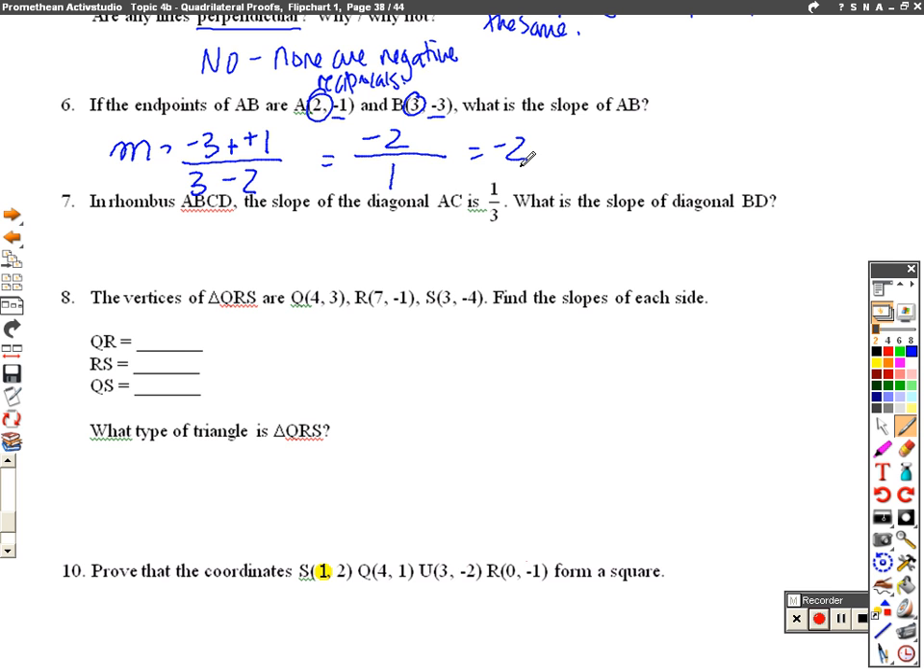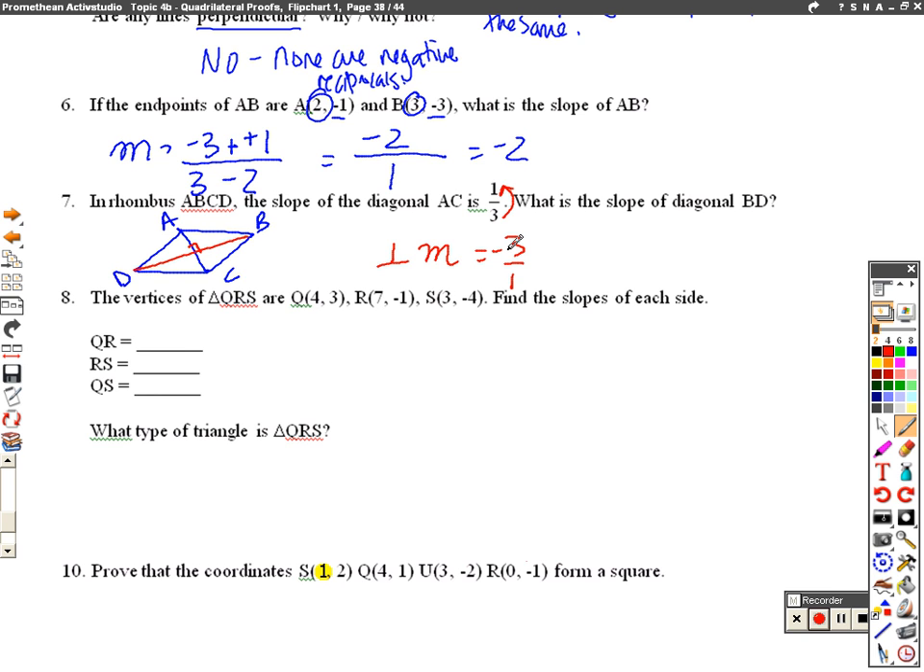Alright, in rhombus ABCD, the slope of diagonal AC is 1/3. What's the slope of the diagonal BD? We can sketch a little picture here. A, B, C, D. So they're saying this has a slope of 1/3. And we should remember from those properties of parallelograms that the diagonals are actually perpendicular. So what we're really asking is what would be the perpendicular slope? That would be the negative reciprocal. Flip it and make it negative. So that would be -3.